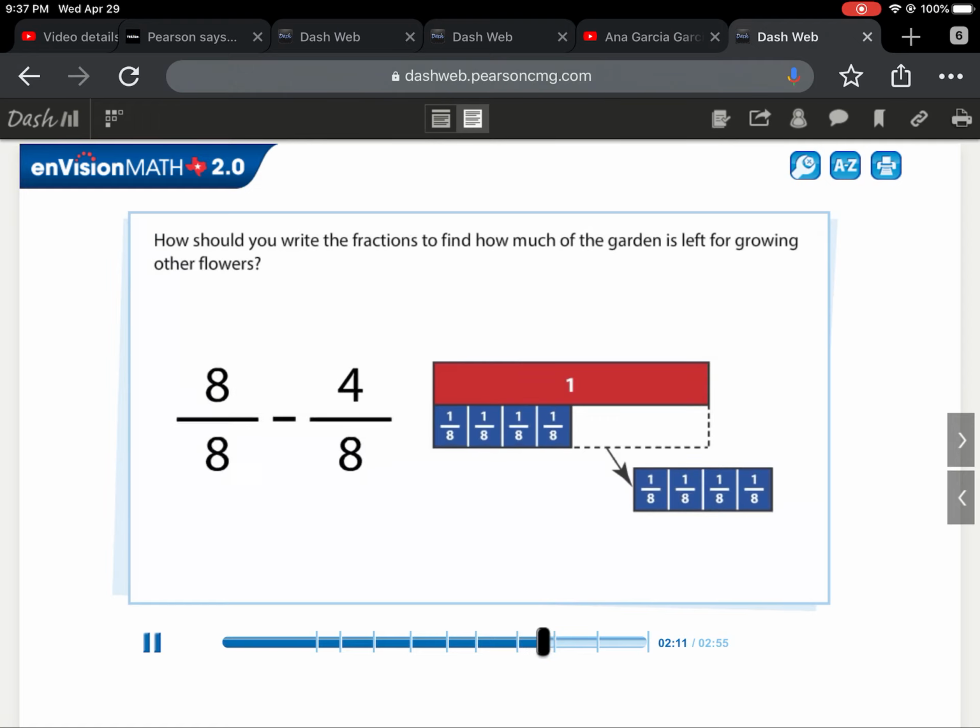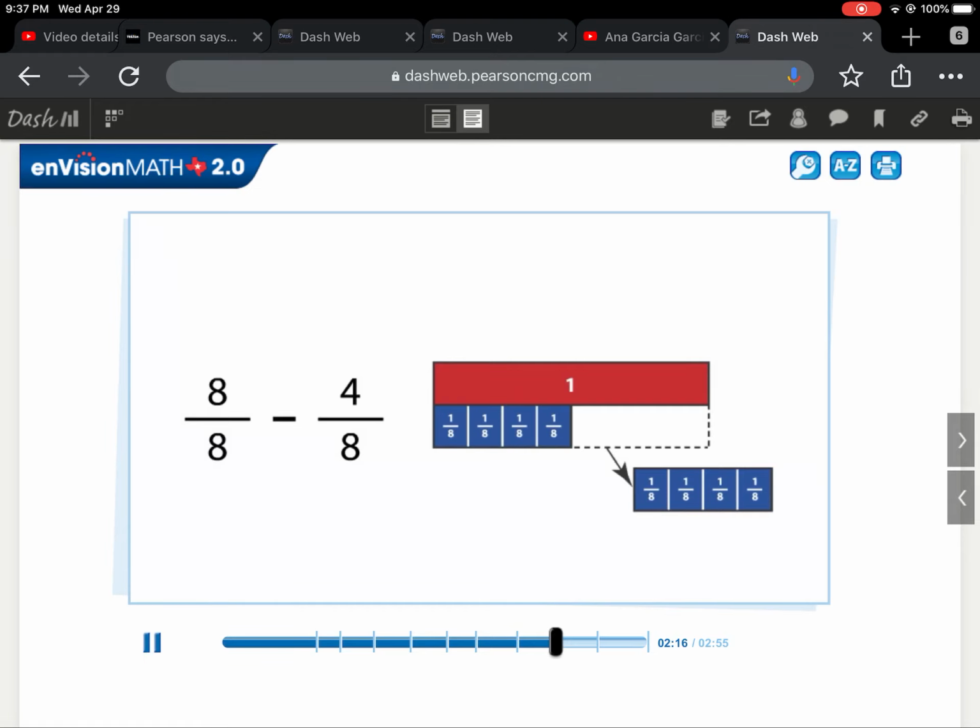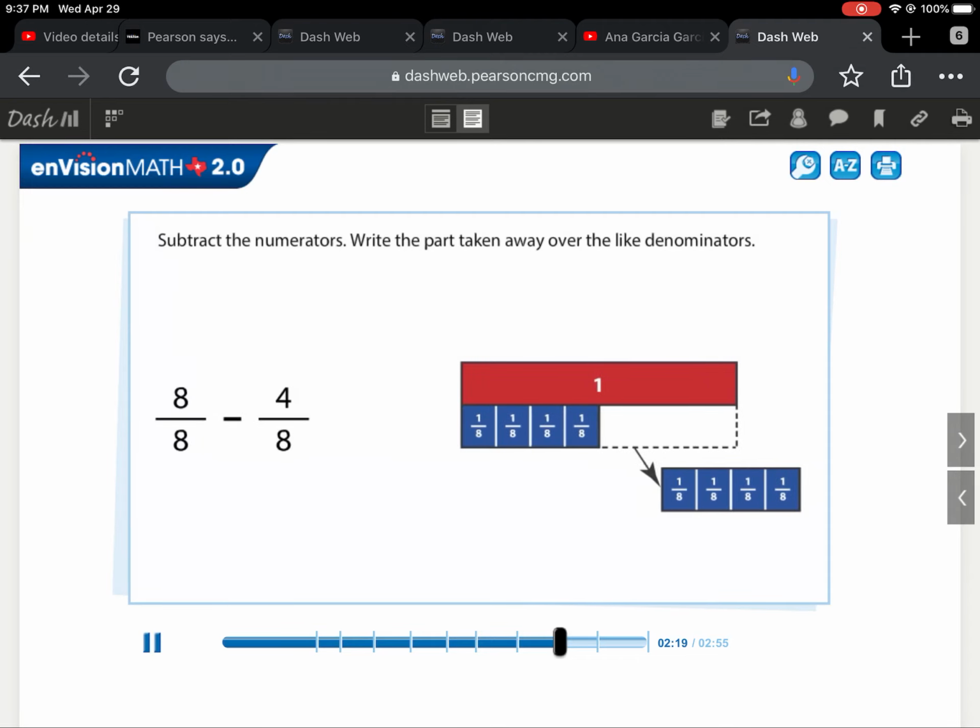How should you write the fractions to find how much of the garden is left for growing other flowers? Subtract the numerators. Write the part taken away over the like denominators. Write the difference in simplest form. Can we simplify 4/8? What is 4/8 in simplified form?